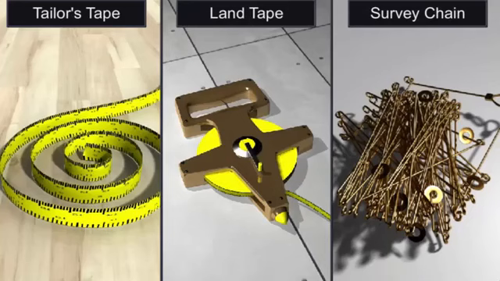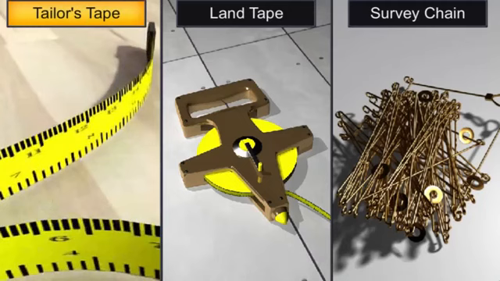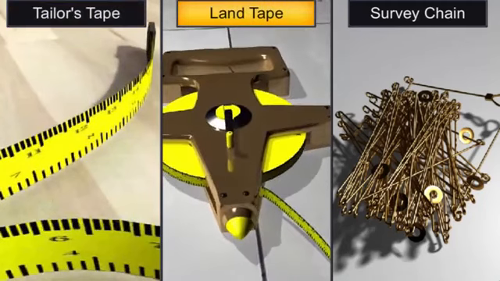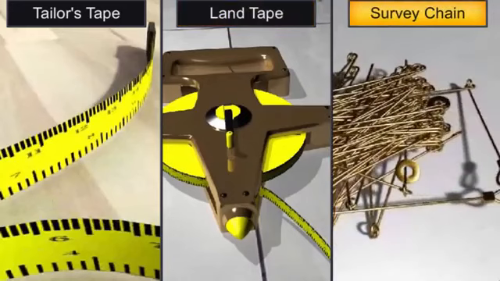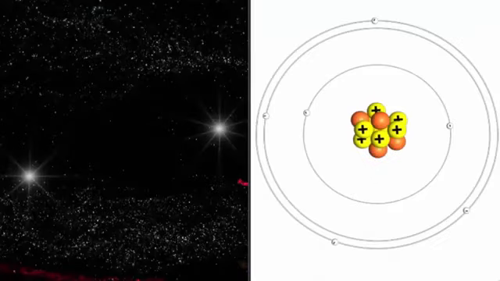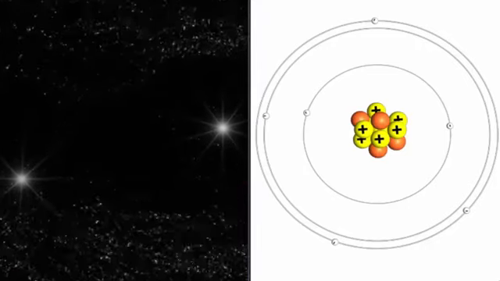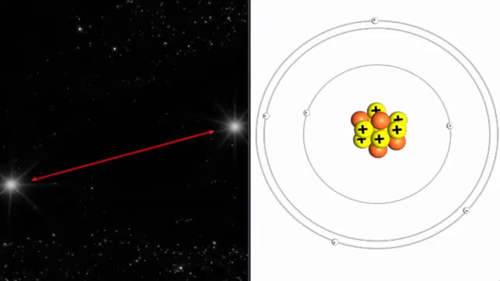You can easily measure length of various entities using appropriate instruments such as a tailor's tape for length of a cloth, a land tape for length of a building, a survey chain for length of roads, etc. However, lengths to be measured can be as large as distance between two heavenly bodies or as small as the radius of an atom.